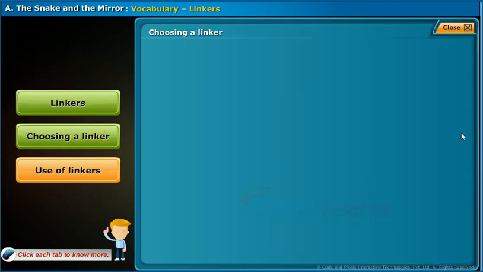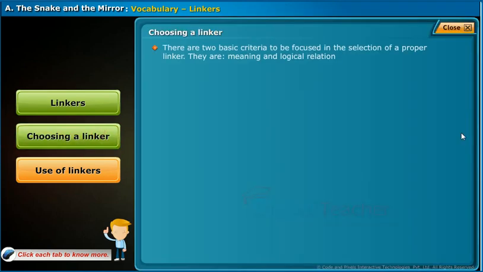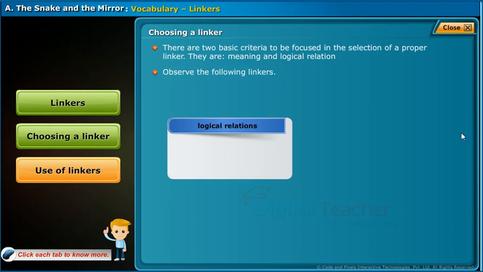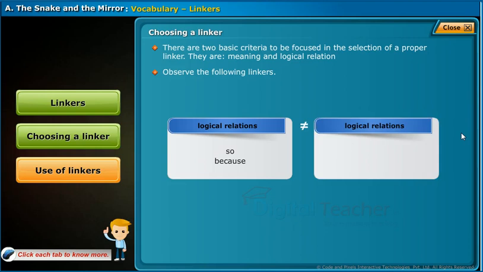Choosing a linker. There are two basic criteria to be focused in the selection of a proper linker. They are meaning and logical relation. Observe the following linkers. The logical relation expressed by the linkers so and because are different from the logical relations expressed by the linkers though, although and but.